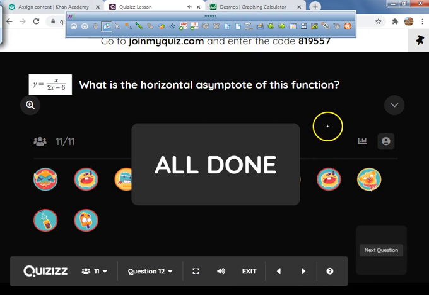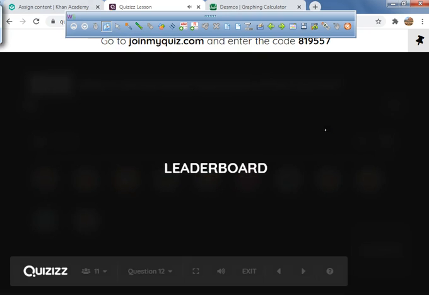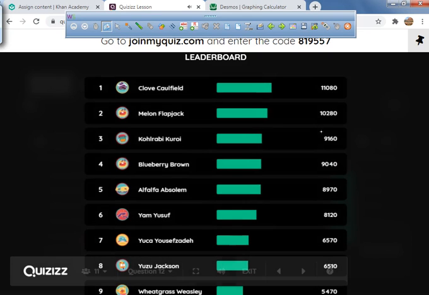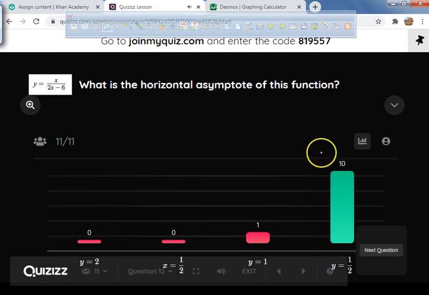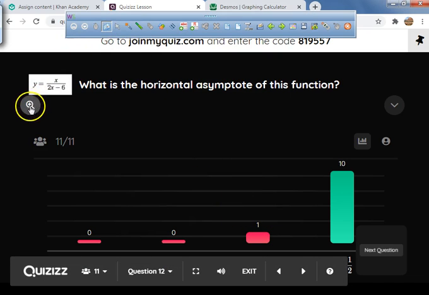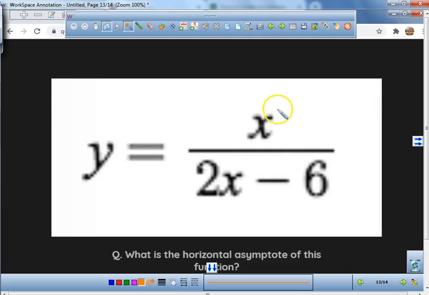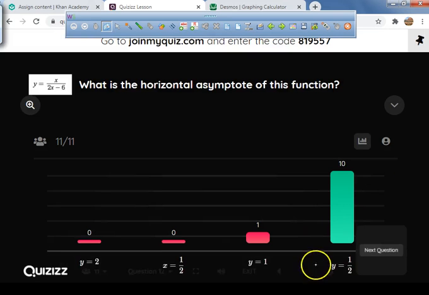How'd we do? Let's see what we did. What'd you guys get as the horizontal asymptote? 1 over 2. That's right. 1 over 2. Woohoo! All right. So why is it 1 over 2? Because these powers are the same, and this is the a value over the b value. So it's 1 over 2.